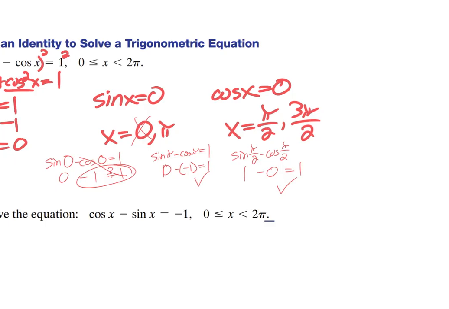And the 3 pi halves, the coordinates there are -1 and 0, and that doesn't work. And so our only solutions here are pi halves and pi.